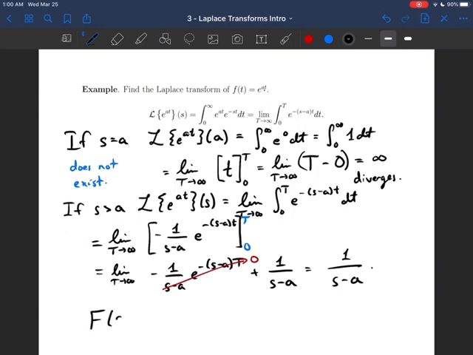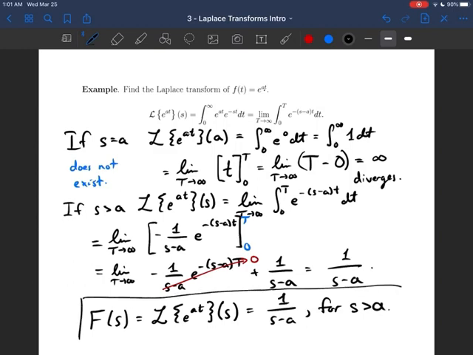All right, so our Laplace transform is often denoted by a capital letter with s as its variable. The Laplace transform of e to the at, as a function of s, is equal to 1 over (s minus a) for s greater than a. That is the Laplace transform. So that's our first Laplace transform that we've calculated. It doesn't exist when s equals a, but for s greater than a, it does exist.